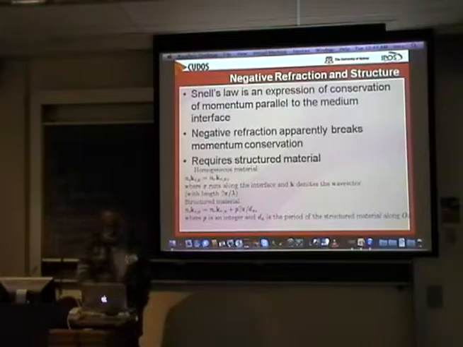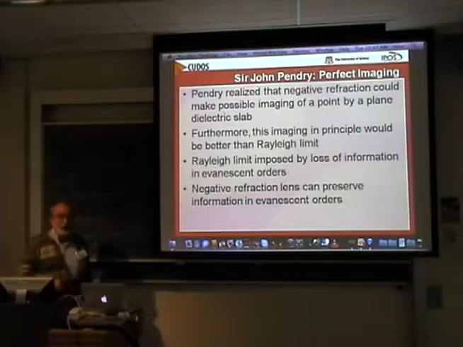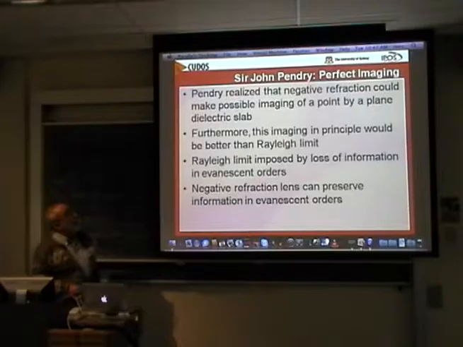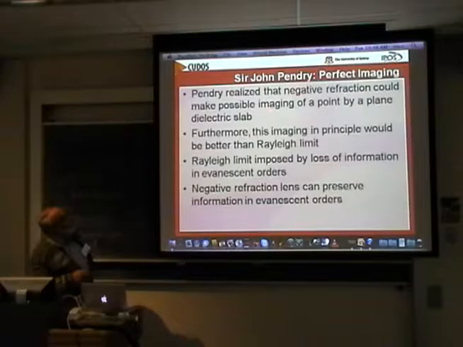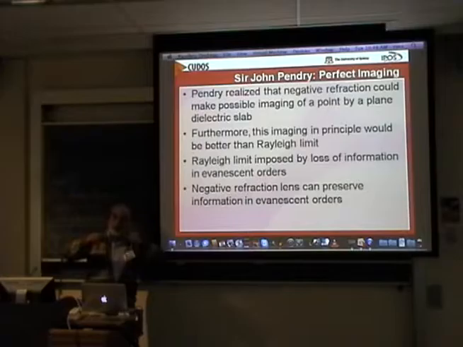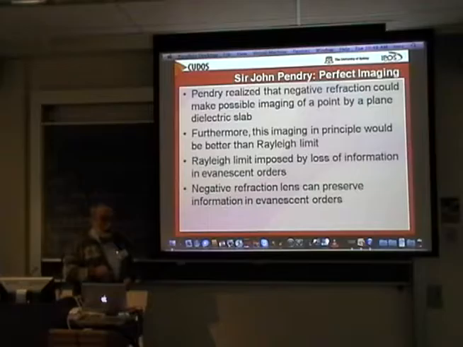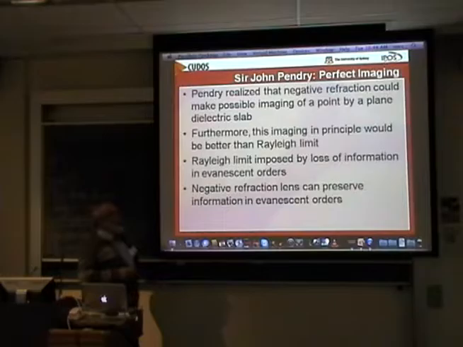So, in an incredibly highly cited paper, Sir John Pendry, around 2000, realised from Veselago's prescription that he could do something extraordinary with that. He realised that negative refraction could make it possible to take a plain slab. Normal lenses have one surface curved or two surfaces curved, and they act as a lens because of that. Pendry realised that if you had a negative index, then you could get focusing without curvature. This was the incredible realisation he had.